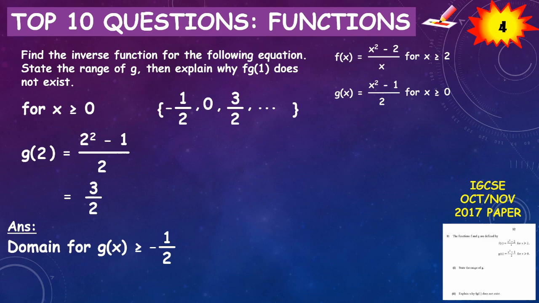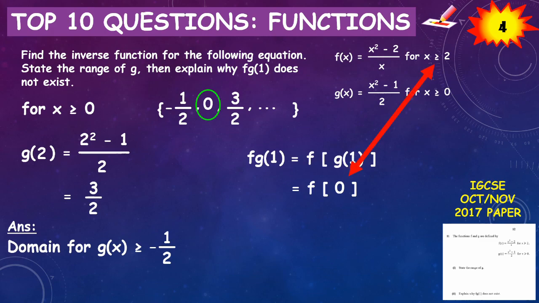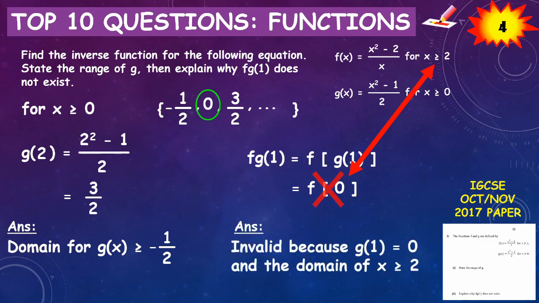The second part of the question wants us to explain why fg^-1 does not exist. Function fg^-1 can be further broken down. Function g^-1 goes into f. g^-1 gives you the answer 0. But since the domain for f(x) is x is bigger or equals to 2, therefore 0 is not allowed in this function. So fg^-1 is invalid because g^-1 gives us the answer 0 and the domain of x is more or equals to 2.